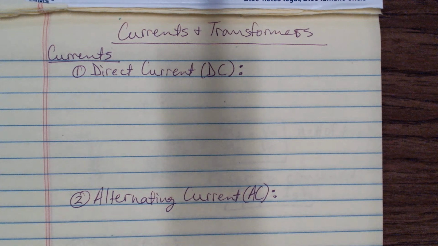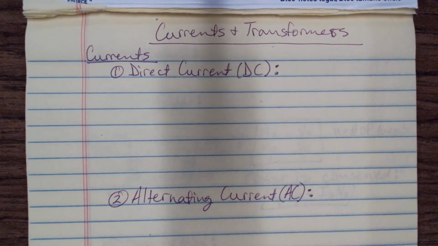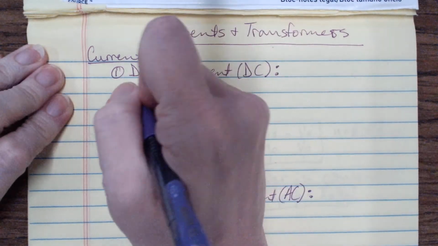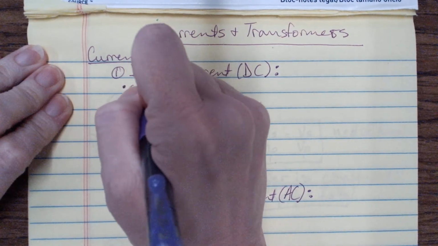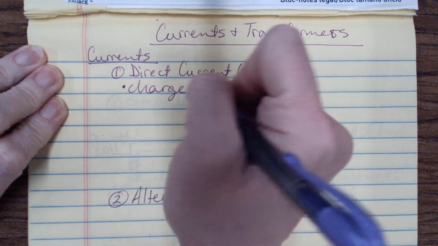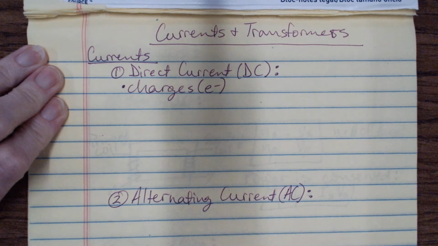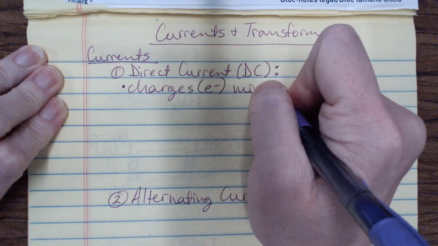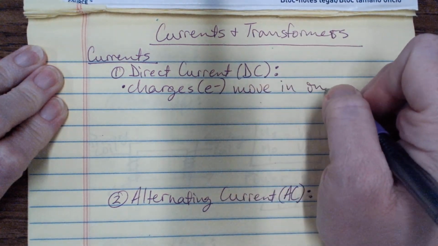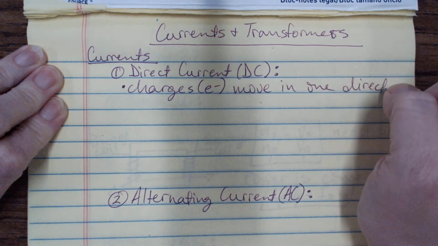Okay, so today we're going to talk about currents, types of currents, and transformers. So there's two types of currents that you need to know about. Okay, so one is a direct current. And so this is where your charges, which are technically electrons, that's why we call it electricity, move in one direction. Okay?